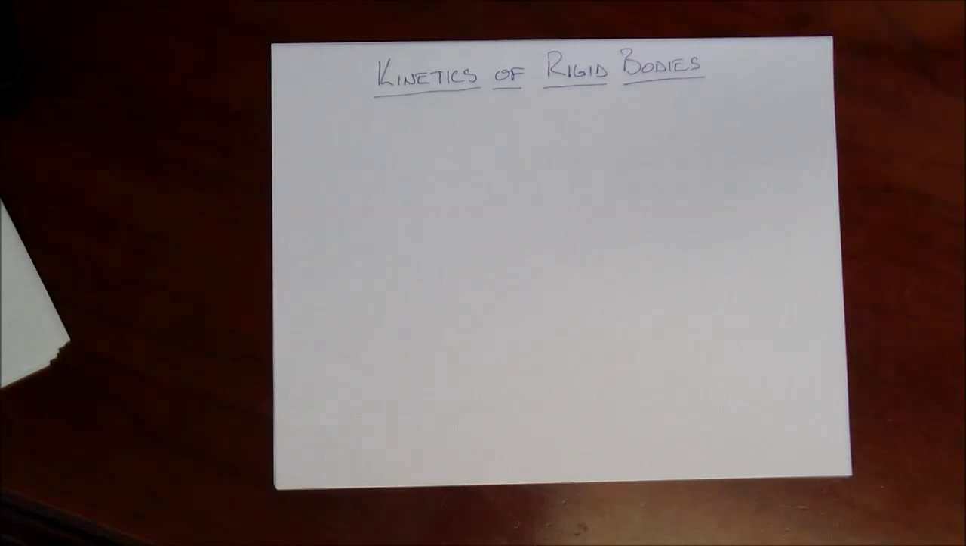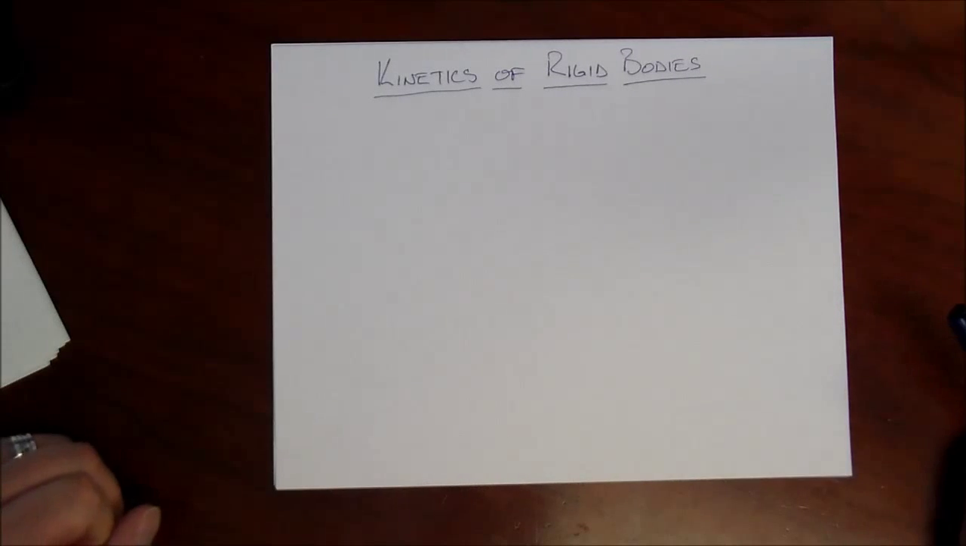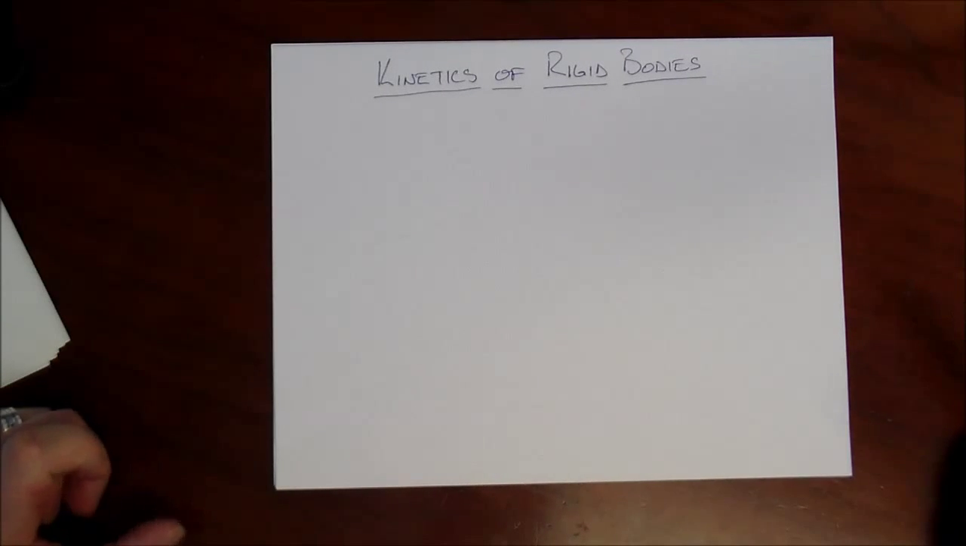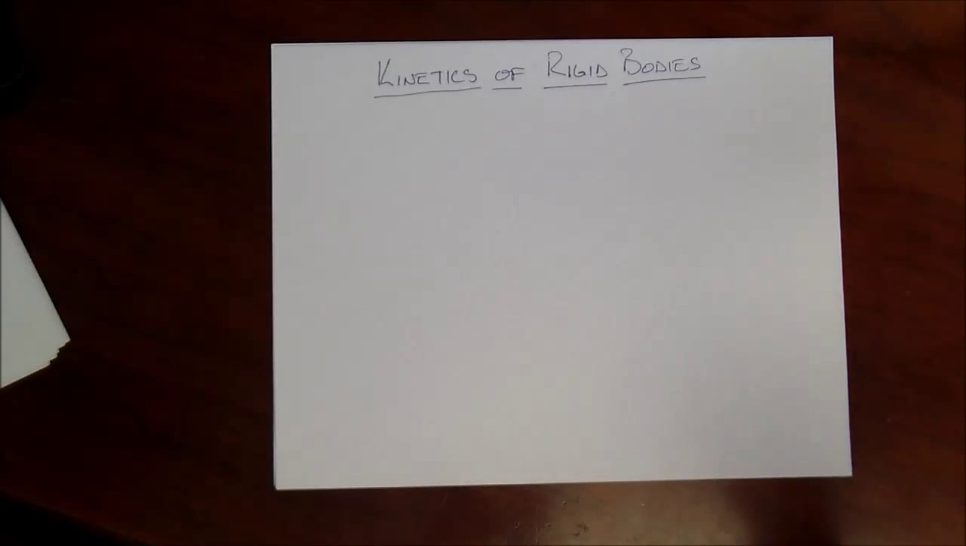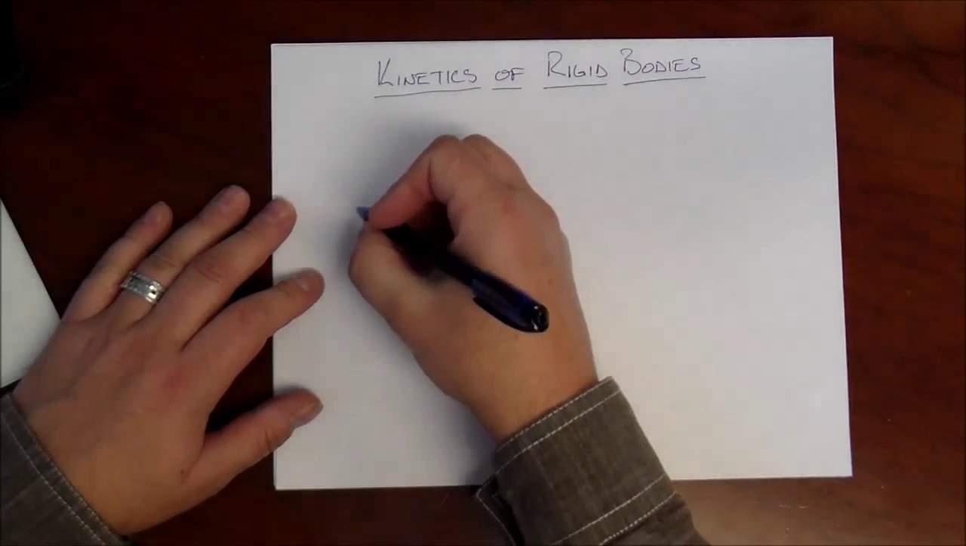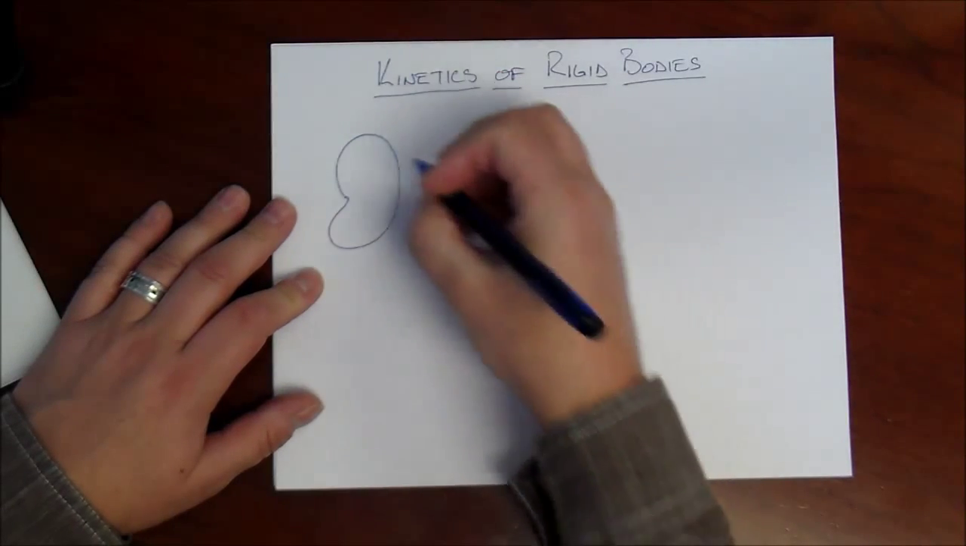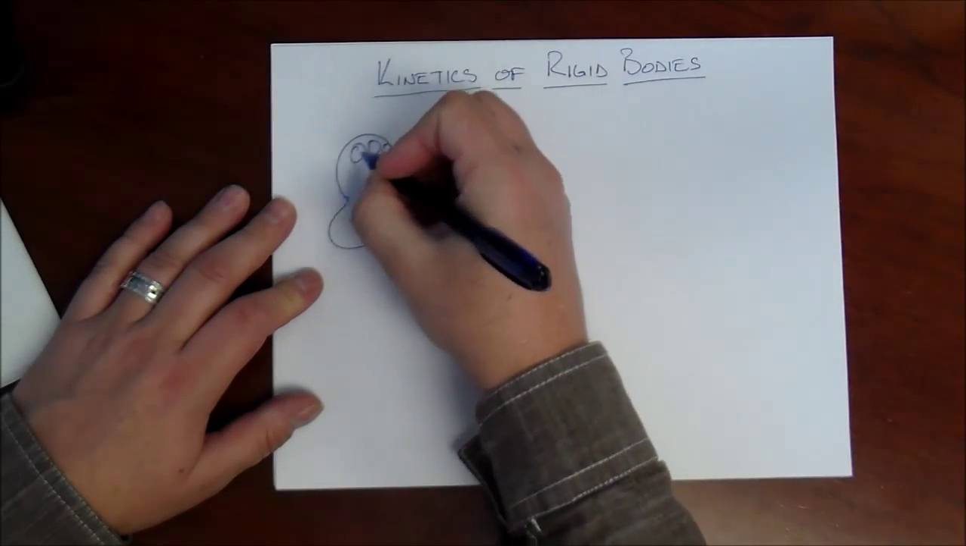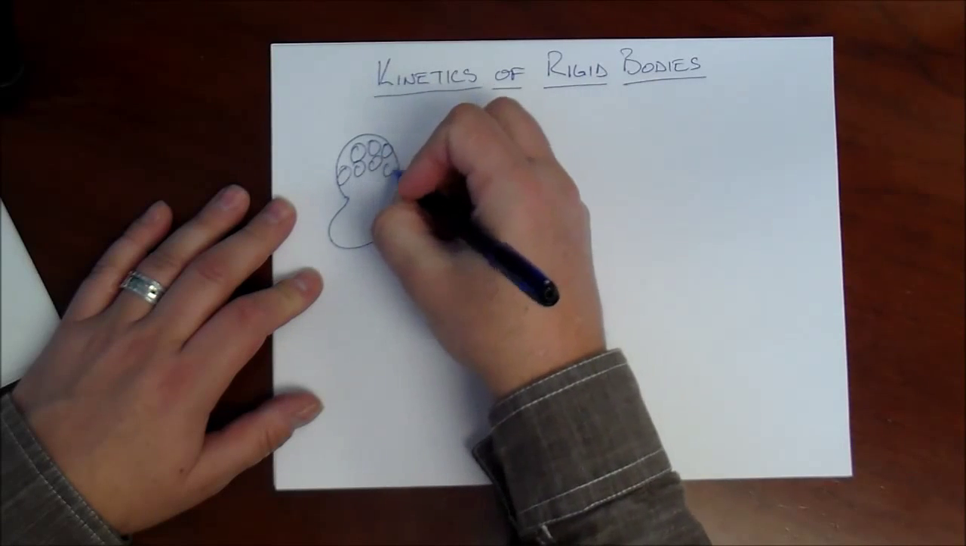The next topic covers kinetics of rigid bodies, that is, the relationship between forces and motion in rigid bodies. Now, it's convenient to conceptualize the motion of rigid bodies and the kinetics of rigid bodies by building on what we learned previously about the kinetics of systems of particles. And we can imagine that a rigid body is just a collection of particles that are all rigidly attached to each other.